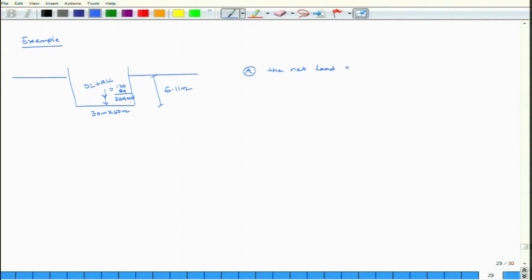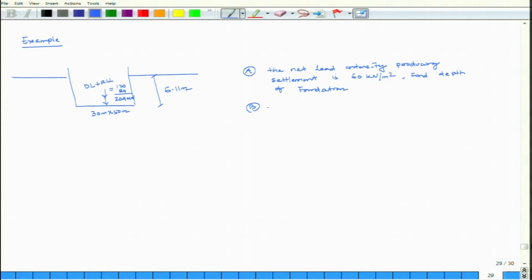the net load intensity producing settlement is 60 kilonewton per meter square. To find the depth of foundation, a simple one I have started with, and B also determines the depth of foundation.